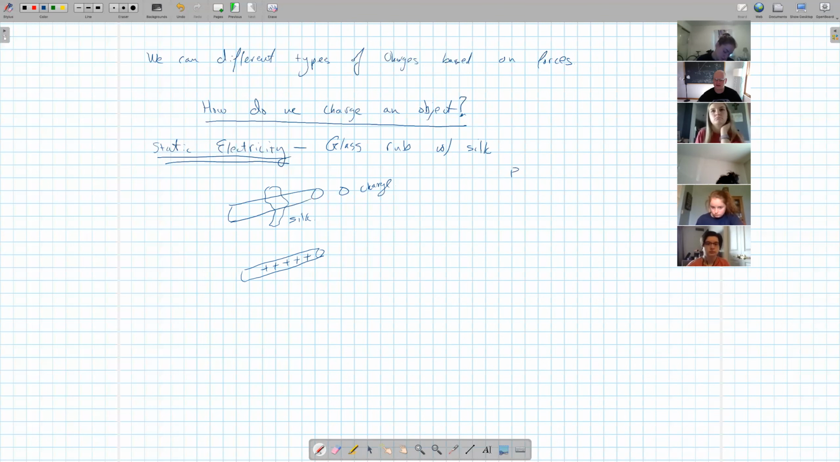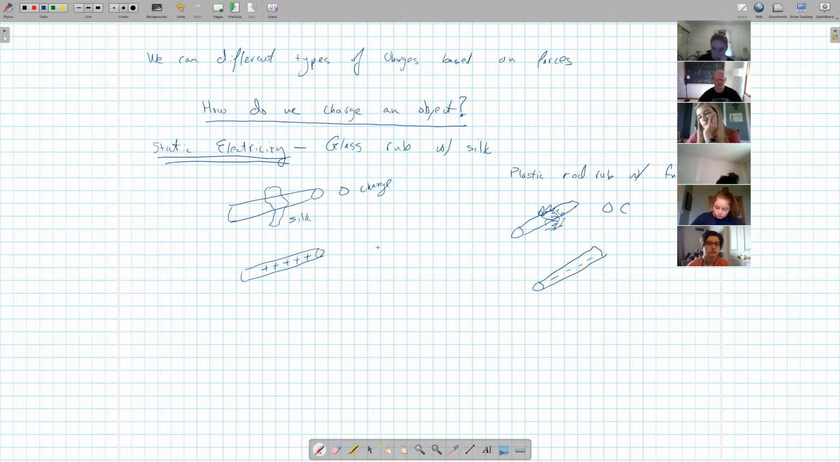Or if we took, say, a plastic rod, and then we rubbed it with fur, what will happen in this case then is here's my plastic rod, here's my fur, there's the hairy fur, great. So initially this thing has 0 charge to it, so it has 0 coulombs. What will happen in this case then is my plastic rod will become negatively charged.